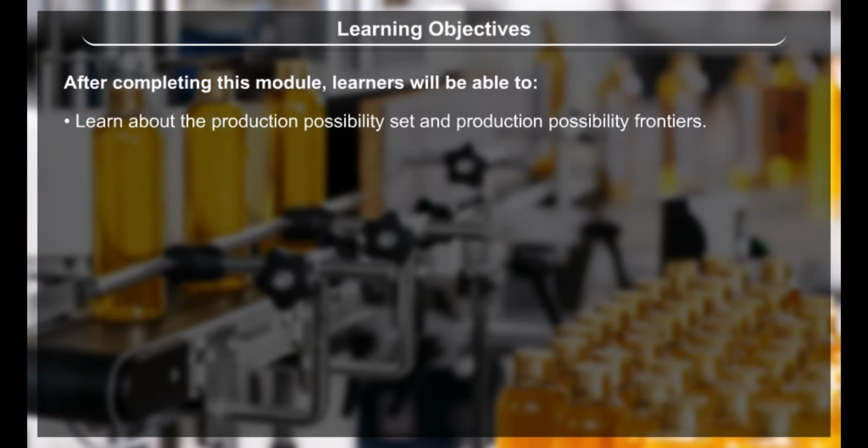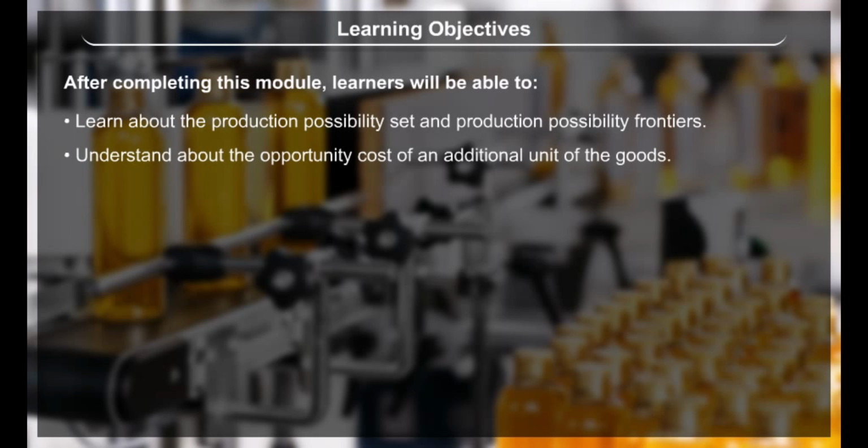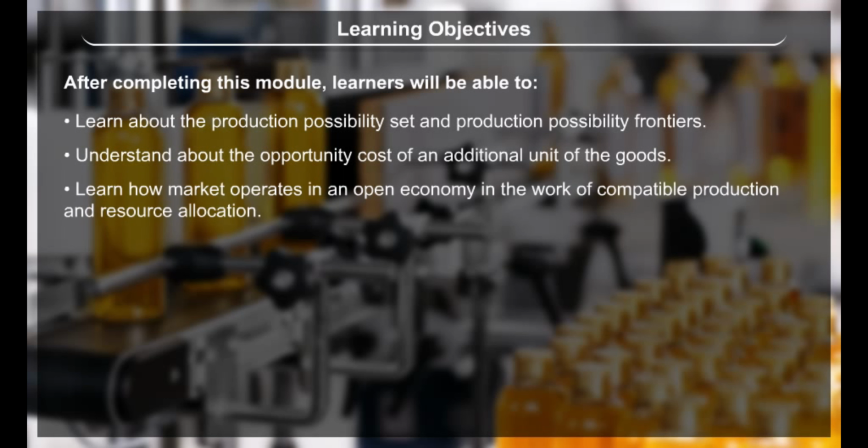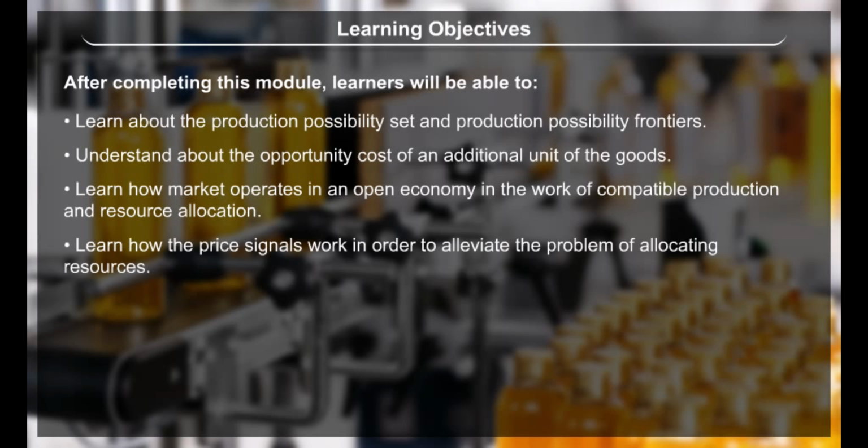Learn about the production possibility set and production possibility frontiers. Understand about the opportunity cost of an additional unit of the goods. Learn how market operates in an open economy in the work of compatible production and resource allocation. Learn how the price signals work in order to alleviate the problem of allocating resources.